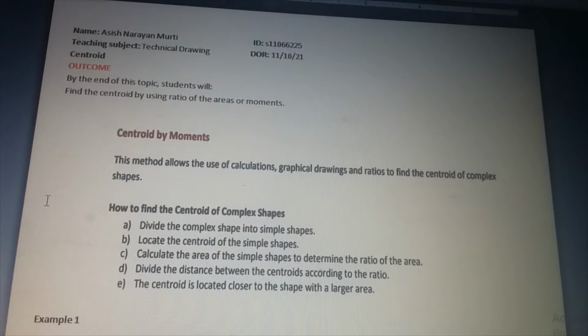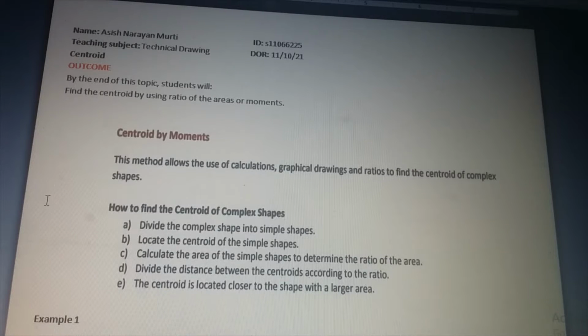Before that, let me again emphasize the importance of learning centroid. Centroid is important where you have to design any mechanical structure. You are our future engineers. It is important to know how to deal with structural analysis, the forces acting on each member of structures. In order to have stability, centroid should be located carefully.